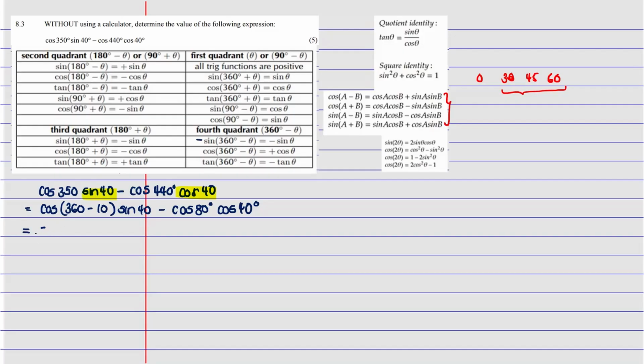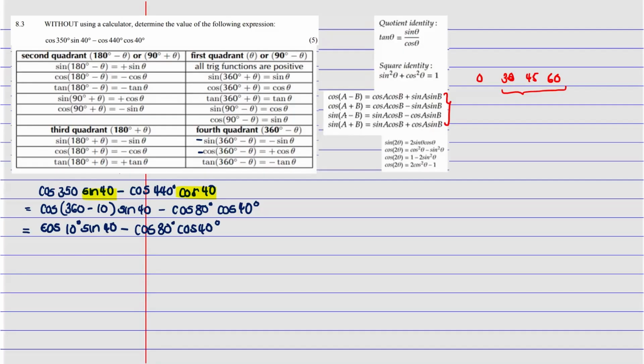Oh, sorry, we're looking for cos. We see that cos is positive, so it's going to be cos 10 degrees, right? And this is going to be sine 40 degrees. Then we just reduce this cos. What do we see? Our first portion is cos, and this is going to be cos 40 degrees, right?